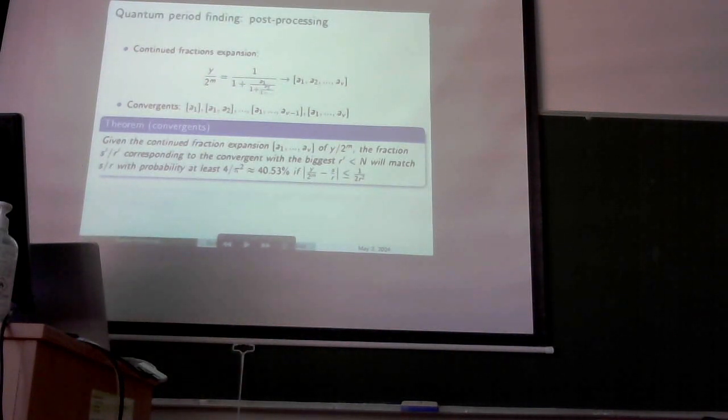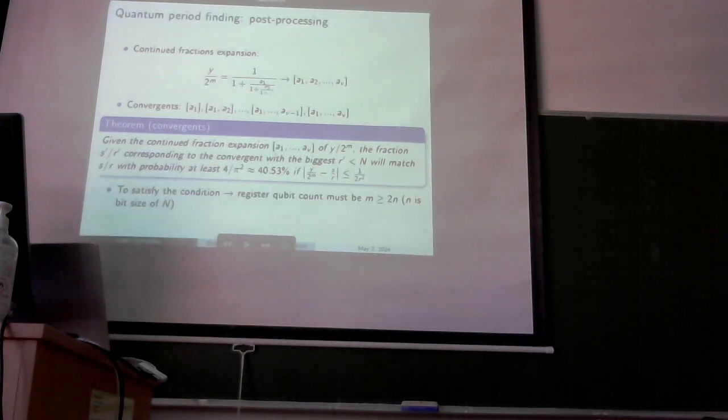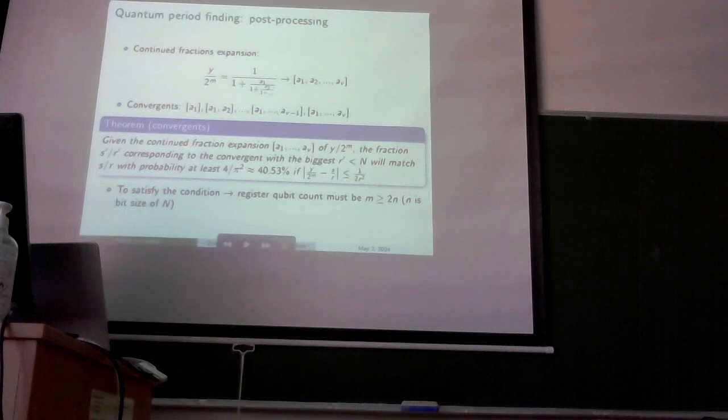Luckily, one can show that to satisfy this condition it is enough to take the top register of the quantum phase estimation, and the required qubit count, or the required cycle count if we are making the iterative phase estimation, has to be greater than or equal to twice the bit size of our input number n. So this already fixes the size of the top register. The qubit count of the bottom register is going to depend on the implementation of our unitary gate.